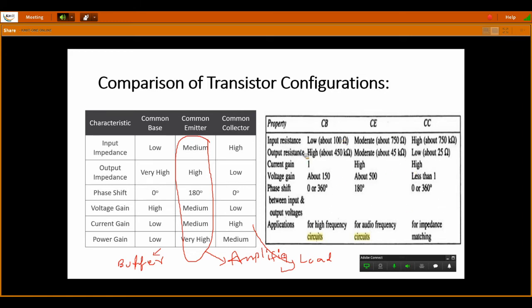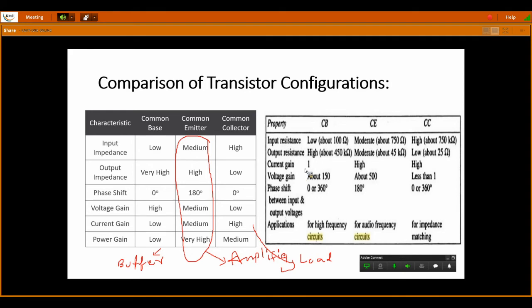Now these are the typical values of each configuration. Input resistance of common base is around 100 ohms. In CE it is around 750 ohms, and the highest input resistance is common collector, around 750 kilo ohms, approximately less than 1 mega ohm. Output resistance of common base is high, about 450 kilo ohms, common emitter moderate, about 45 kilo ohms, and common collector has a low output resistance, 25 ohms.